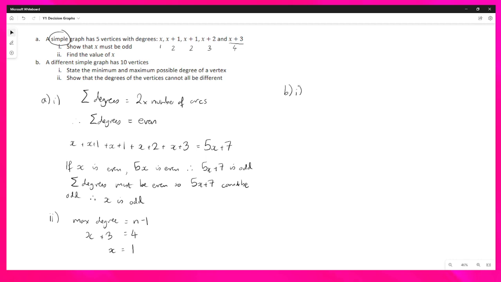Looking now at some further properties, this is a different simple graph. So still simple, which is important, has 10 vertices. We want to state the minimum and maximum possible degree of a vertex. Okay. So the minimum degree can be 0. And the maximum degree, as we've already seen, is n minus 1. So we could have a vertex with no arcs on it.